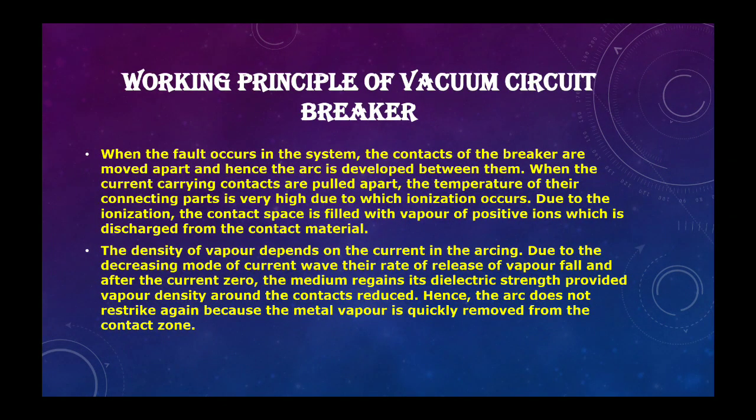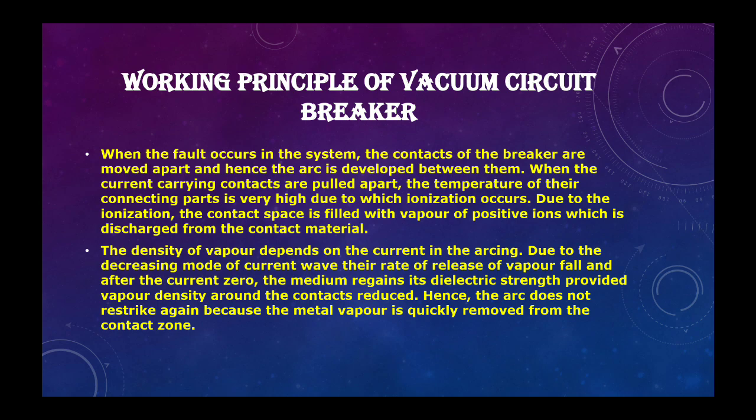Now, the working principle of a vacuum circuit breaker. When a fault occurs in the system, the contacts of the breaker are moved apart and hence the arc is developed between them. When the current carrying contacts are pulled apart, the temperature of their connecting parts is very high, due to which ionization occurs. And due to the ionization, the contact space is filled with vapor of positive ions, which is discharged from the contact materials.